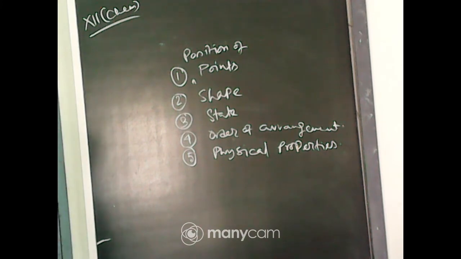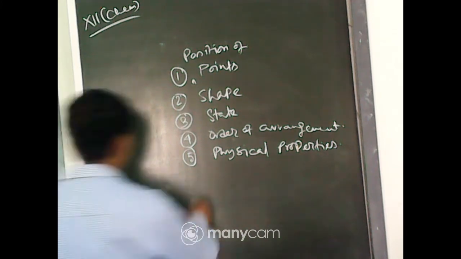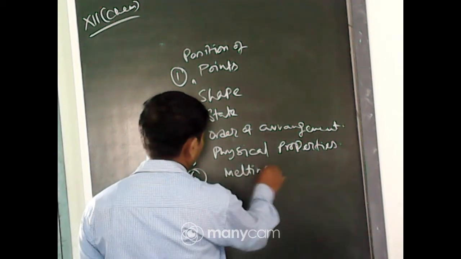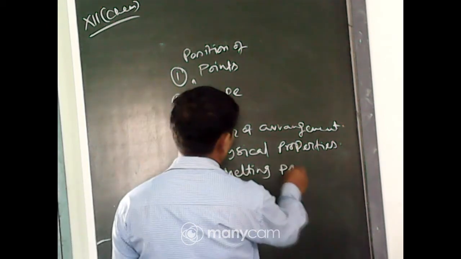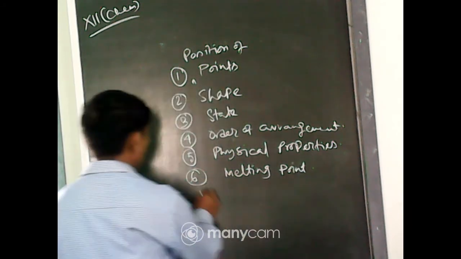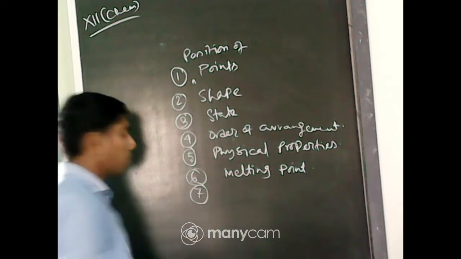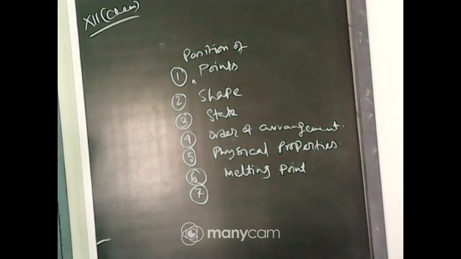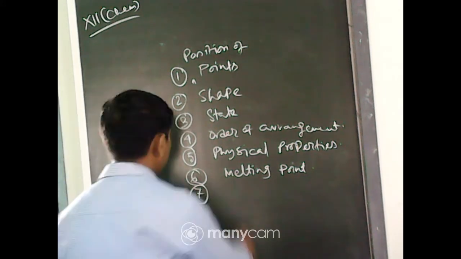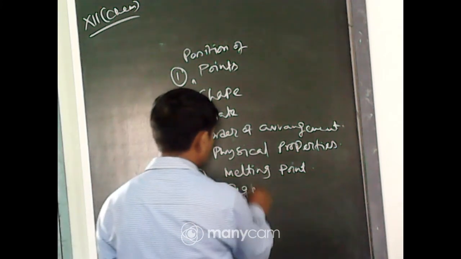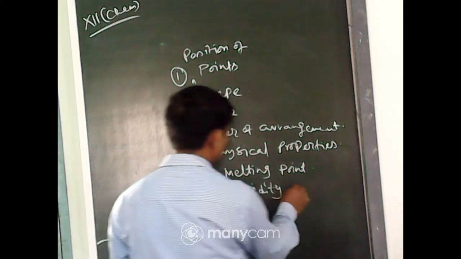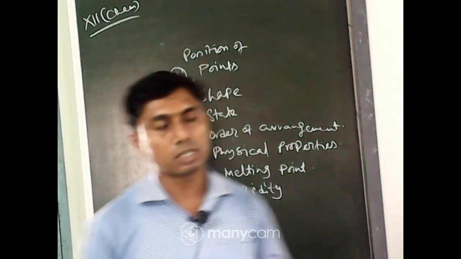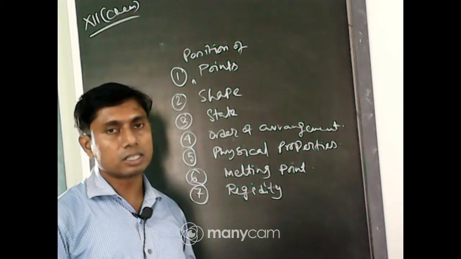Number 6 is the melting point, you know about it. The melting point of crystalline solids is high compared to amorphous solids. So, this is the 6th point, and number 7 is rigidity. It is also known to you that the crystalline solid is rigid compared to the amorphous solid because of tough binding forces between the constituents of the crystal.